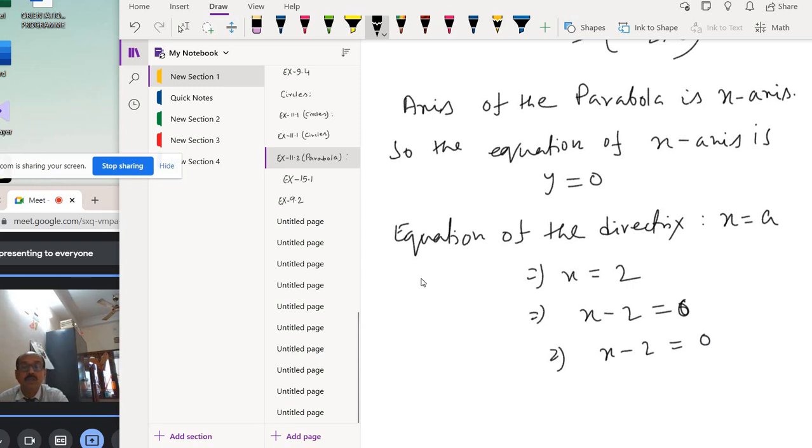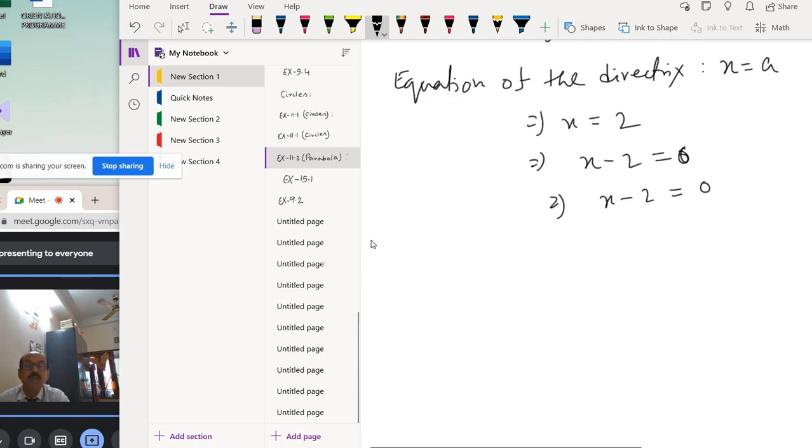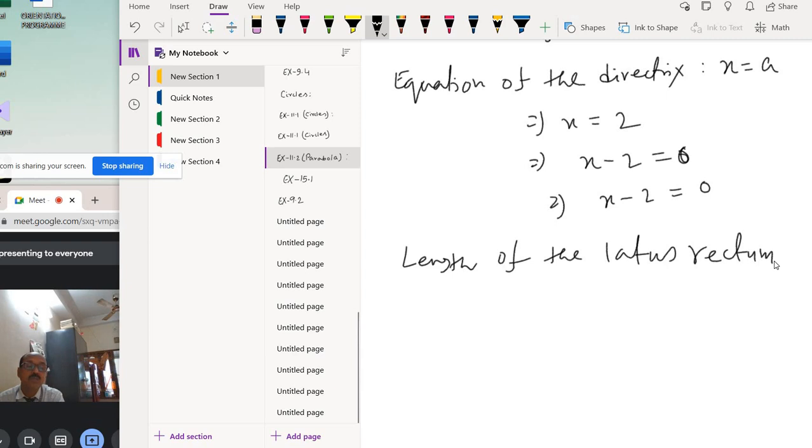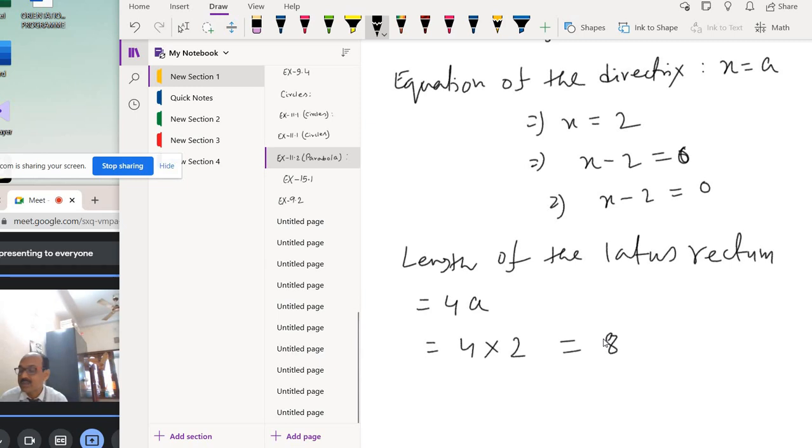After that, the length of the latus rectum will be 4a, which is 4 into 2, which is 8. We have done everything: focus, axis, equation of directrix, and length of the latus rectum.